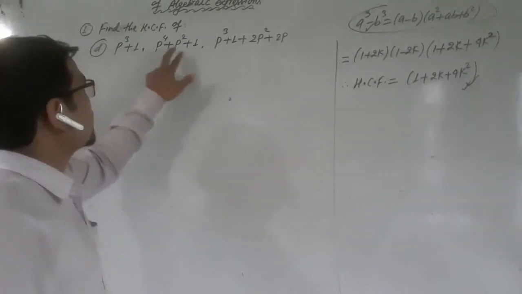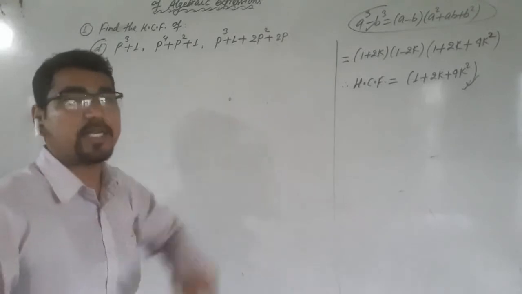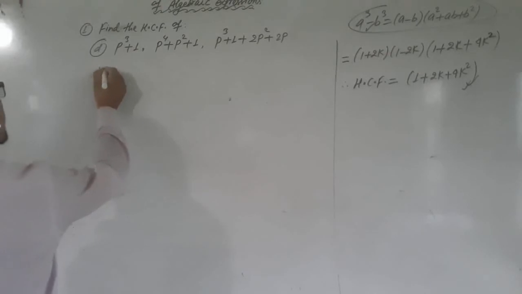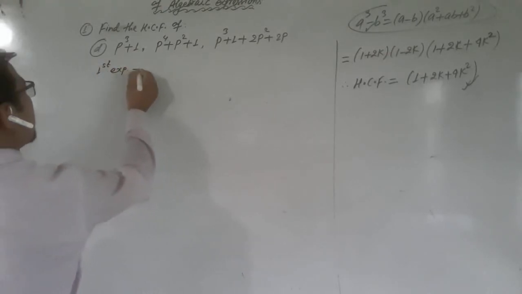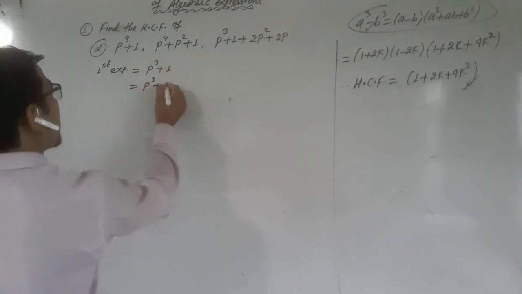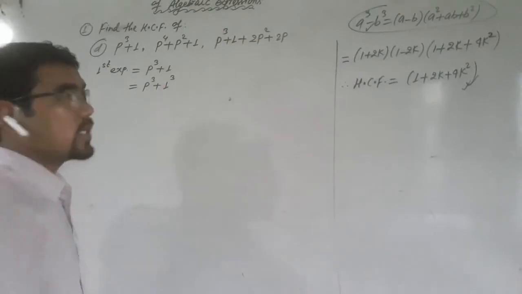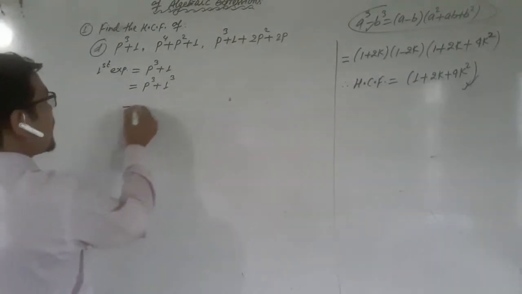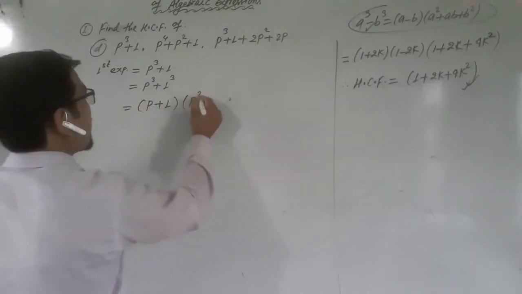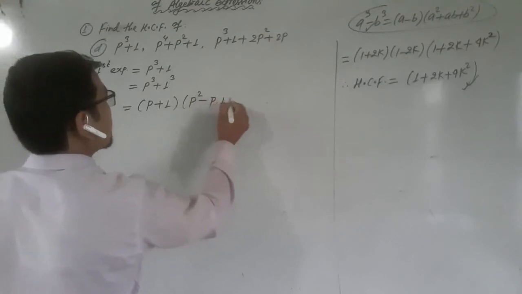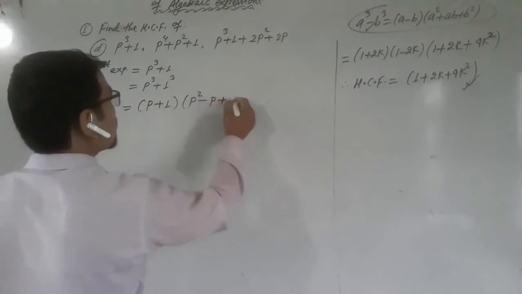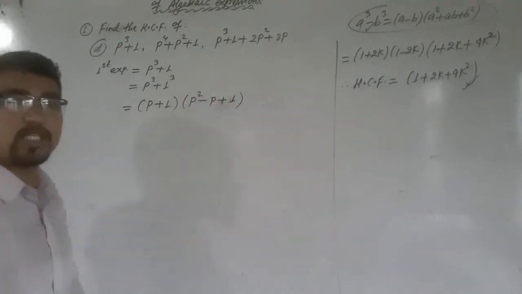This is a binomial term, this is a trinomial, and this is also a polynomial. You can see 4 terms here, so you can say it is a polynomial. First expression: p cube plus 1. We can apply the formula of a cube plus b cube, very easily. a cube plus b cube is equal to a plus b, that is p plus 1, into a square minus ab, where ab means p into 1, so p, plus b square, which is 1 square, 1. Very simple, we can apply this a cube plus b cube formula.